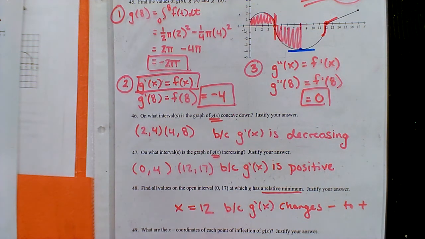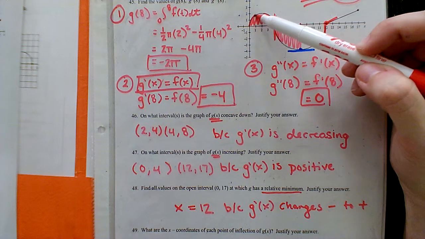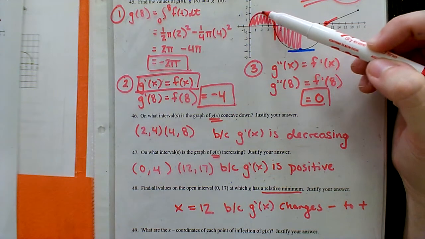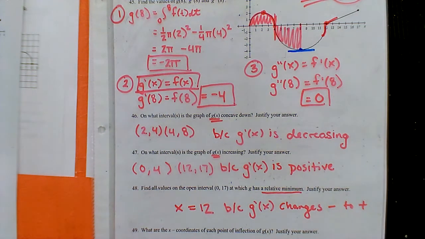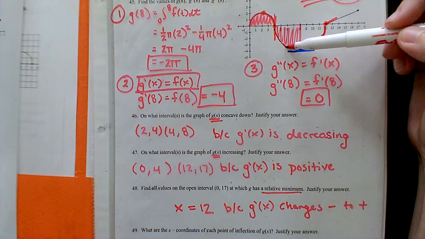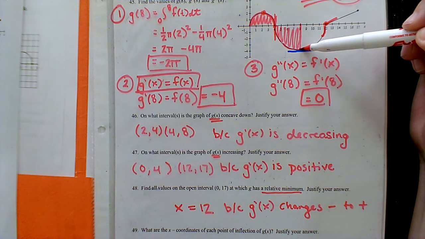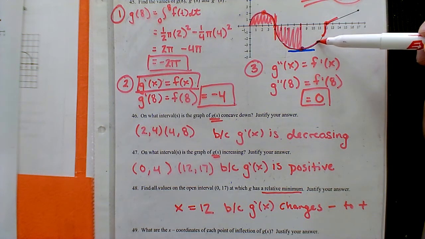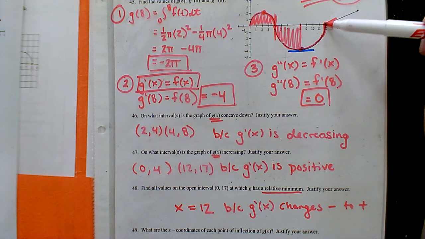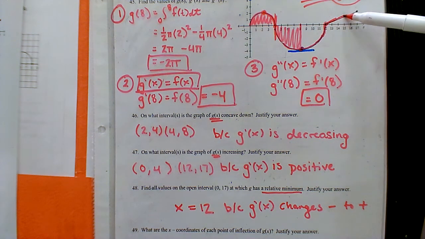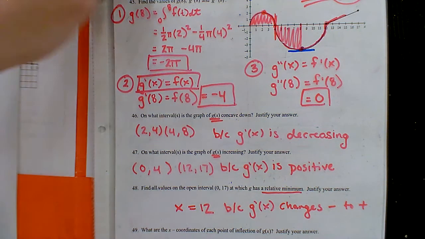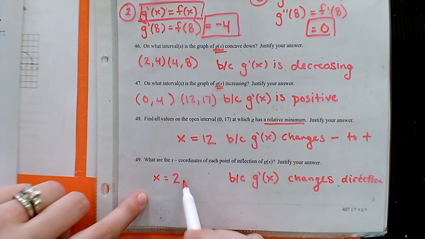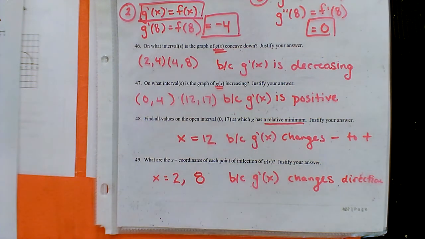Two. Okay, because we initially are increasing and then we decrease, so we have a direction change at 2. And then we are decreasing until 8, and then afterwards we increase, so there's another directional change. And then, at 12 we increase, but then we continue to increase afterwards, so that's not a directional change. So we just have 2 and 8, because g prime changes direction.